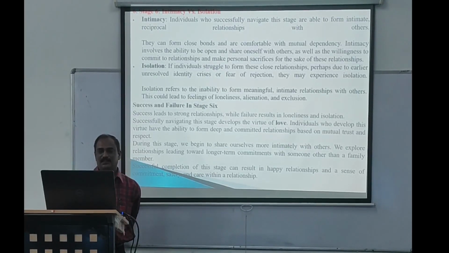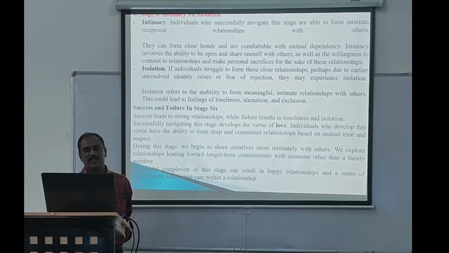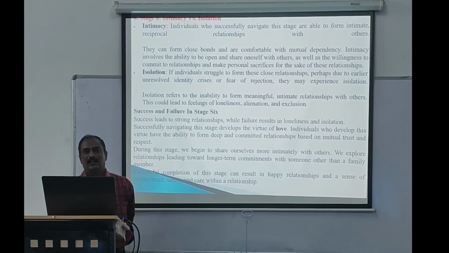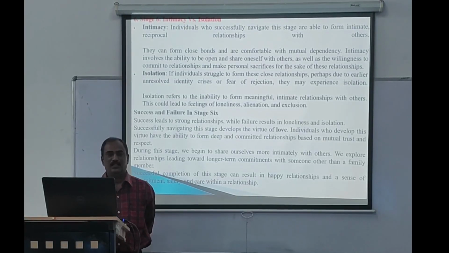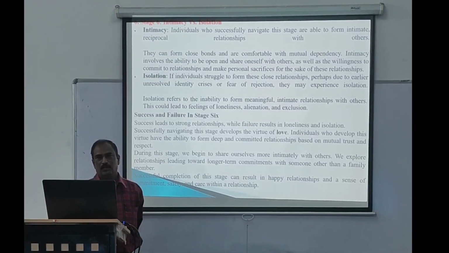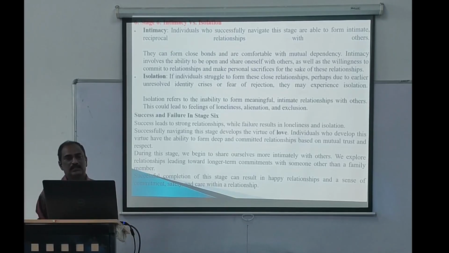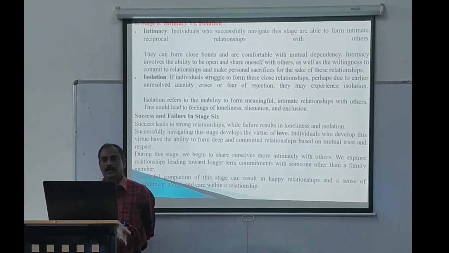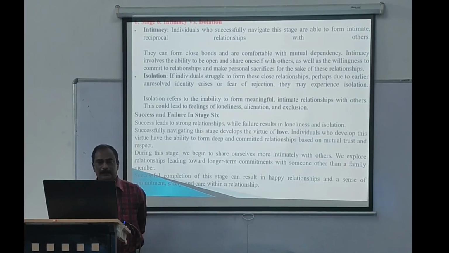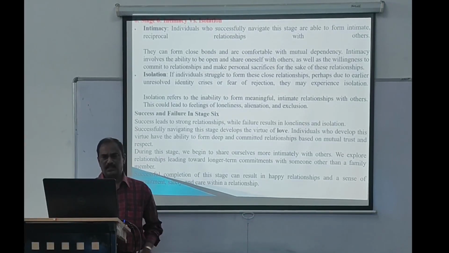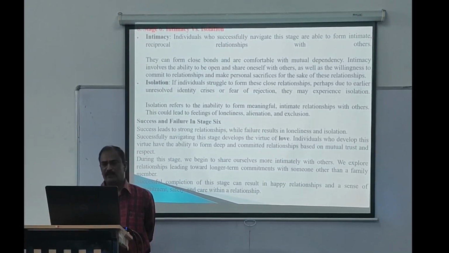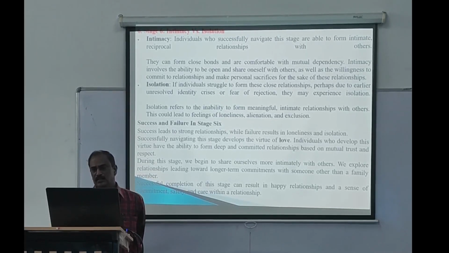Okay, so intimacy. If not, they become isolated. So this stage is very important. Generally, we meet this stage at college. College students are in intimacy versus isolation. So you have to identify the person who sits at the back, and you have to develop some relations with him by talking in a fruitful manner. So here the success and failure in this stage 6: success leads to strong relationships, while failure results in loneliness and isolation.